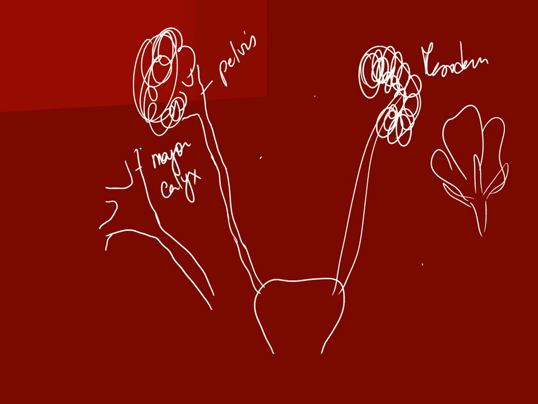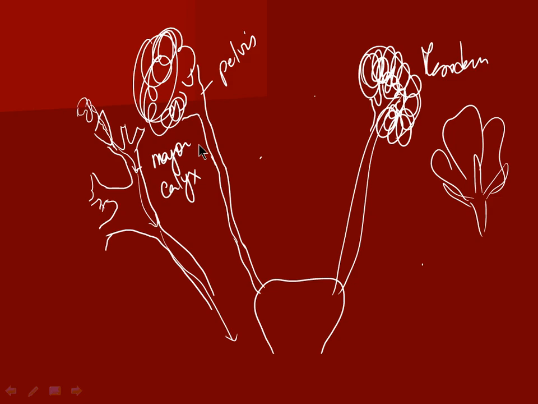This major calyx, because it's large, in turn divides into two or three minor calyces. So these divide into two or three minor calyces. And it's these minor calyces into which the apex of the pyramid opens. So this is how it goes in and reaches the kidney. Okay? So the nephron, which begins here, travels down like that, and then opens into the minor calyx, which leads into the major calyx, which leads into the pelvis, and then comes out into the ureter. Okay?